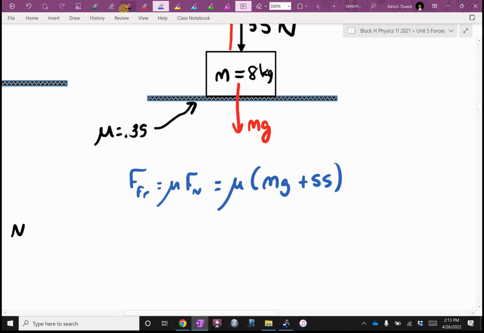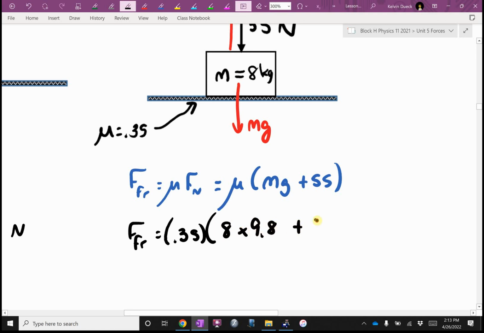Now I can start to plug in some numbers. What's mu? I don't know. What's mu with you? 0.35. And then in brackets, it's going to be 8 times 9.8 plus 55. I know the answer is going to be bigger than 27.44, but otherwise I'm not sure. What do you get? Give me all the sig figs. 46.69?